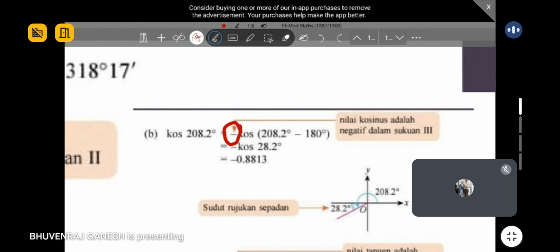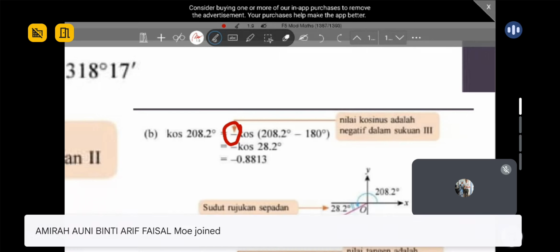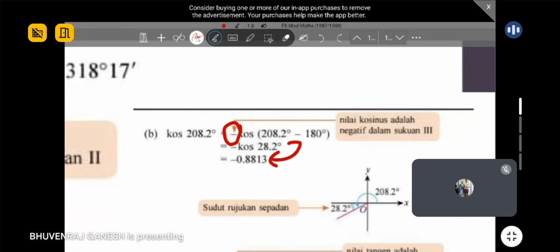Kamu kena tambah dengan sendiri. Sebab kamu tahu cos dalam kuadran ketiga adalah negatif. Okay, that's why you add the negative sign. Tambah secara terus. Okay, so then just tekan calculator untuk dapat jawapan. Okay, from here until here. Okay, are you clear guys?